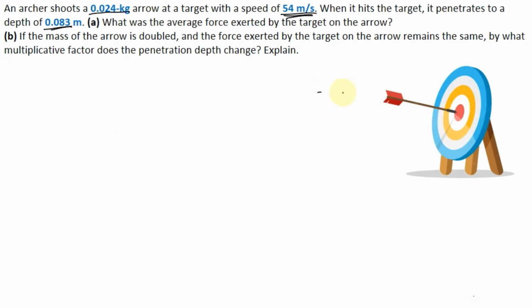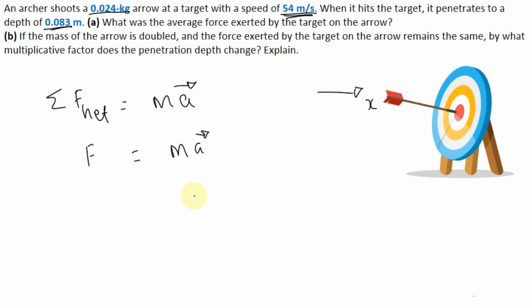Okay, so this direction, the direction of motion, I'm taking as positive x. To calculate the average force, by using Newton's second law of motion we can write that net force equals mass times acceleration, right? And we have only one force along the x direction, F, and it equals mass times acceleration, right? We are not considering the drag force.